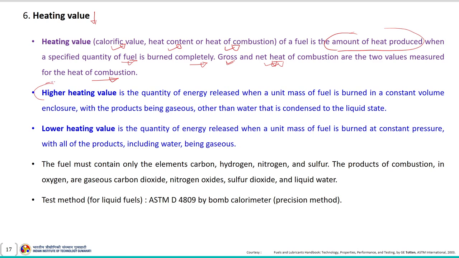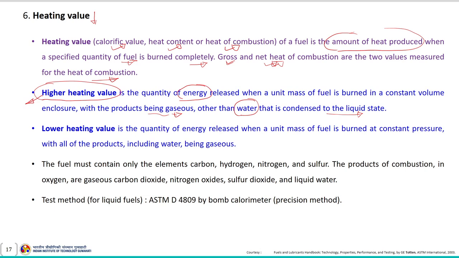The higher heating value is the quantity of energy released when a unit mass of fuel is burned in a constant volume enclosure, with products being gaseous other than the water that is condensed to the liquid state. And this higher heating value of a given liquid fuel can be estimated using a known apparatus that is called a bomb calorimeter.